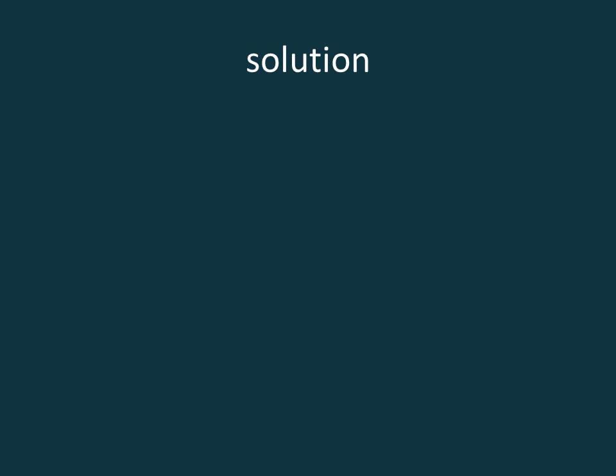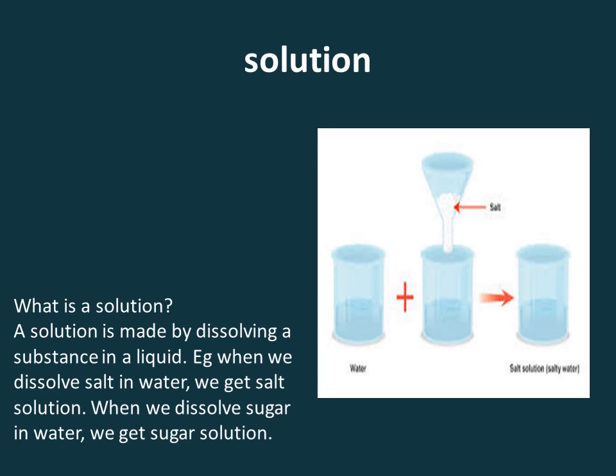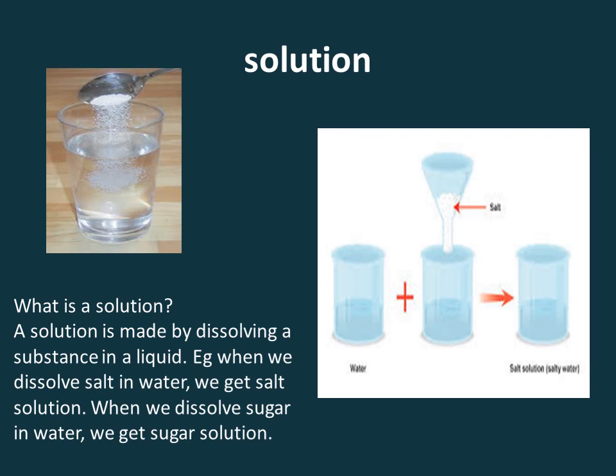Solution. What is a solution? A solution is made by dissolving a substance in a liquid. For example, when we dissolve salt in water, we get salt solution. When we dissolve sugar in water, we get sugar solution. Water, salt, salt solution. So when we dissolve sugar in water or salt in water, then we can call it as solution.